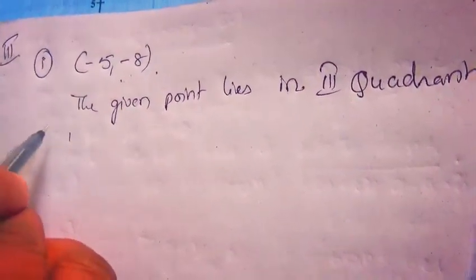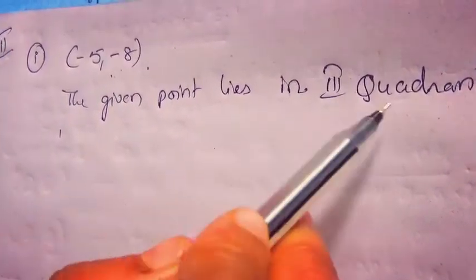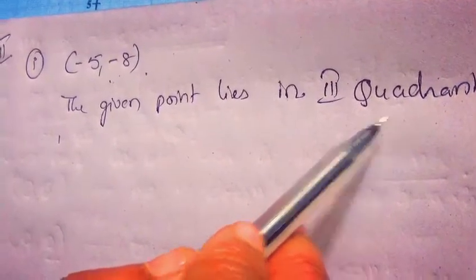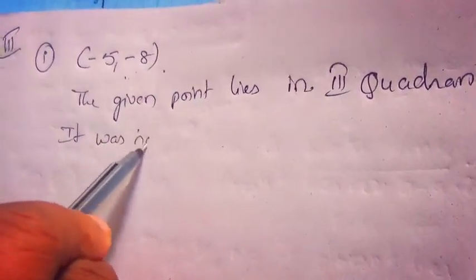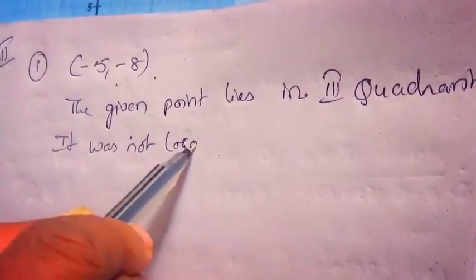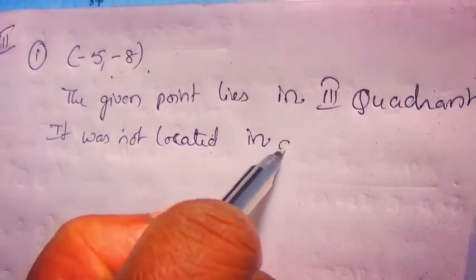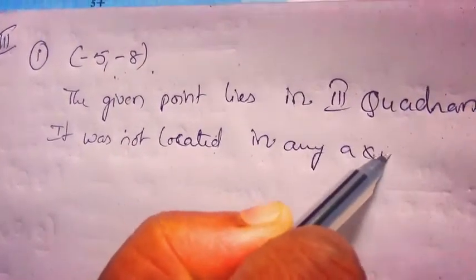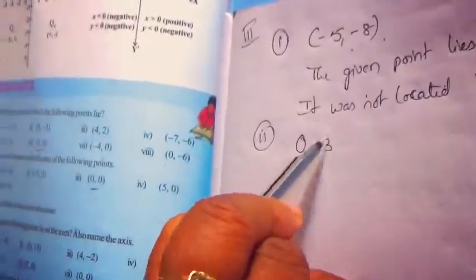It does not lie on any axis. So here the given point lies in the third quadrant. It is not located on any axis. Okay, so the second one, (0, 13).